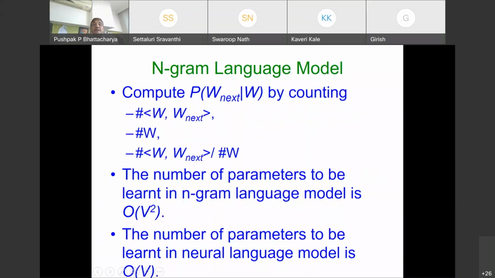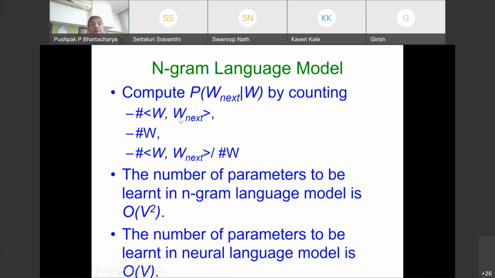Okay, now traditional n-gram based language models, what will they do? They will compute the probability of W next given W by counting the number of times this pair W and W next appears. So strong coffee, for example. I want to find out the probability of coffee given the word strong. Probability of character given the word strong: strong character. Probability of innings given the word strong: strong innings. Okay, he played a strong innings.